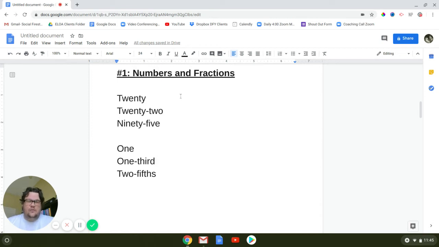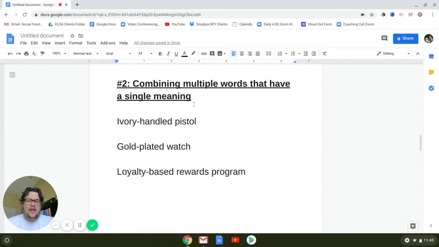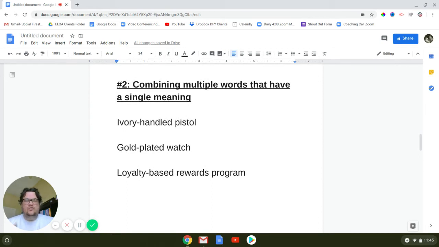But there is another place in which it crops up frequently, the need for it, but people often forget to use it this way. And that is combining multiple words that have a single meaning. In the same way that we were putting 20 and 2 together because they mean a single thing, same thing is happening here. When you're using something as an adjective, but two words are needed to describe what the adjective is. Let's look at this one as an example.